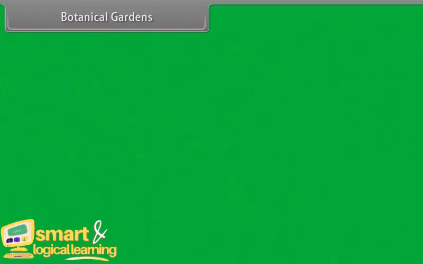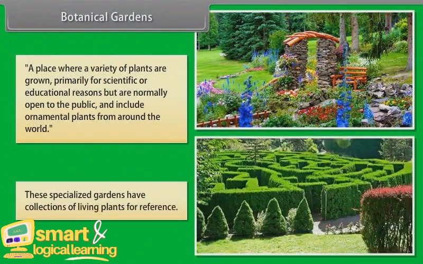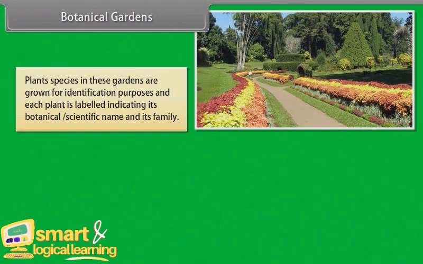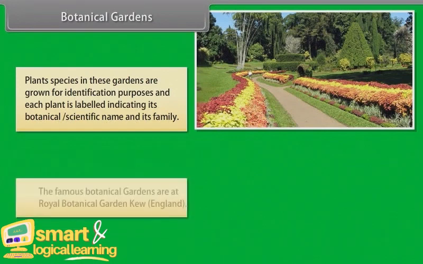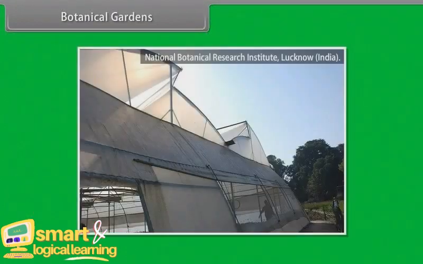Botanical gardens: A place where a variety of plants are grown, primarily for scientific or educational reasons, but are normally open to the public and include ornamental plants from around the world. These specialized gardens have collections of living plants for reference. Plant species in these gardens are grown for identification purposes, and each plant is labeled indicating its botanical scientific name and its family. The famous botanical gardens are at Royal Botanical Garden, Kew, England, and the famous National Botanical Research Institute, Lucknow, India.